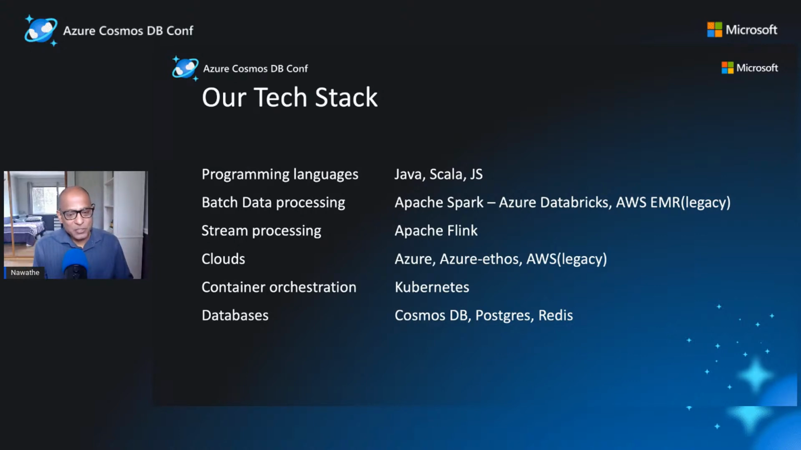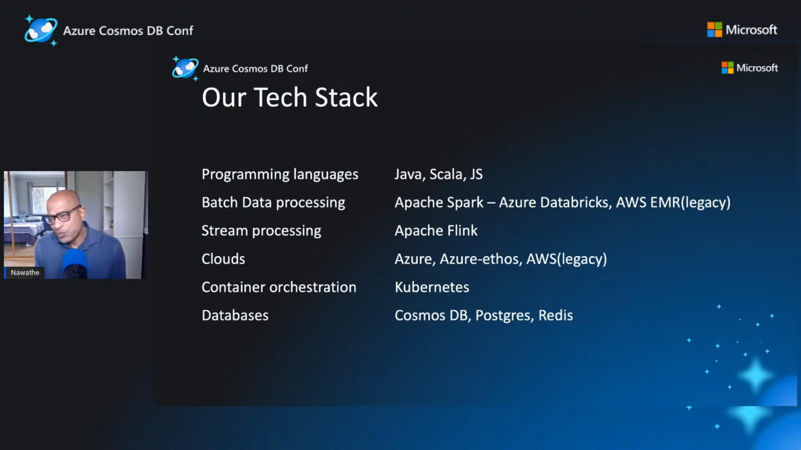For our processing, essentially, we're using Spark, Databricks, as well as AWS EMR for legacy reasons. Apache Flink actually is getting used, I showed you a couple of places. Clouds, we are dominantly, most of the structure that I showed you here is based on Azure. For legacy reasons, we still have a lot of AWS presence. We're using all the Kubernetes stack. And on the database side, Cosmos DB gets used majorly.